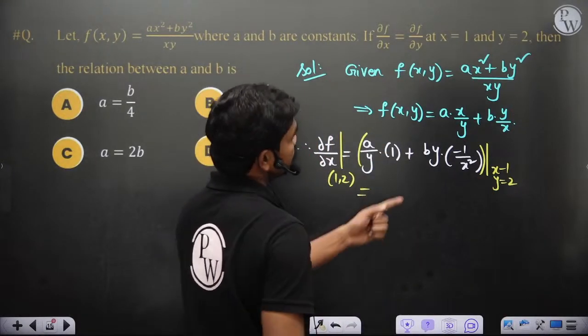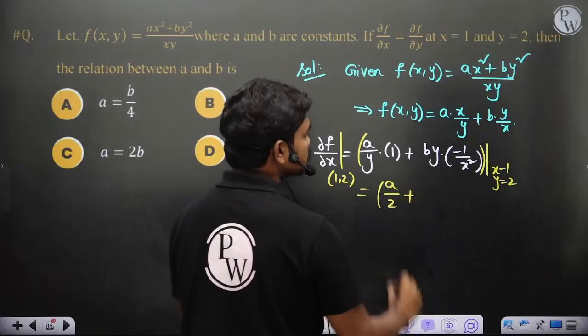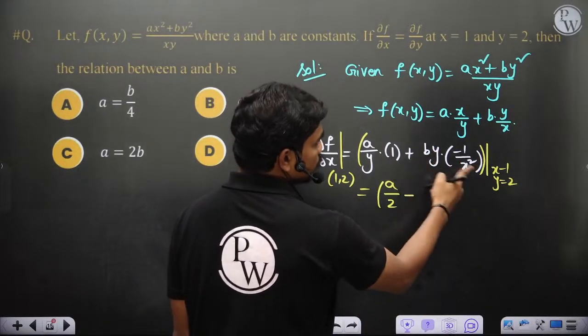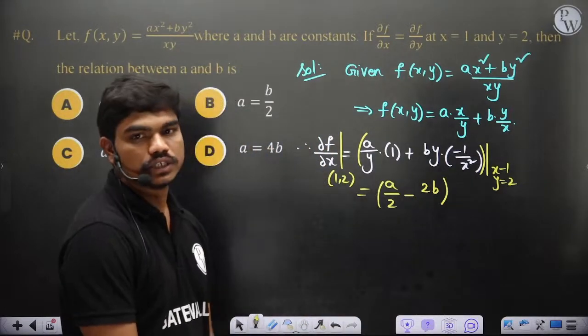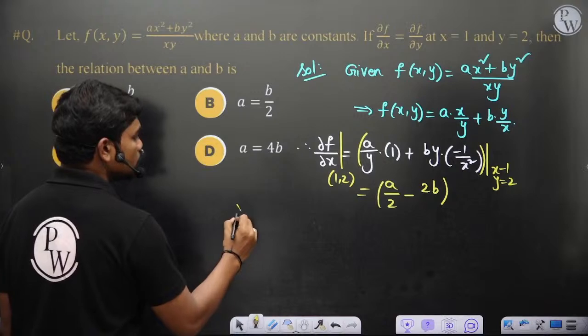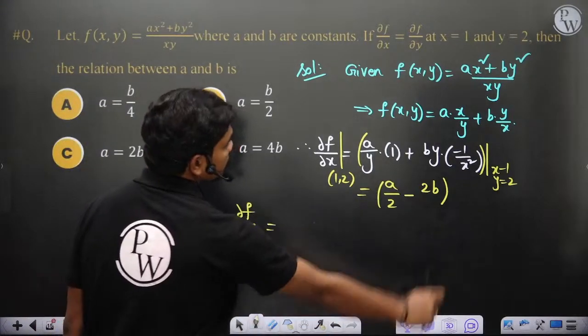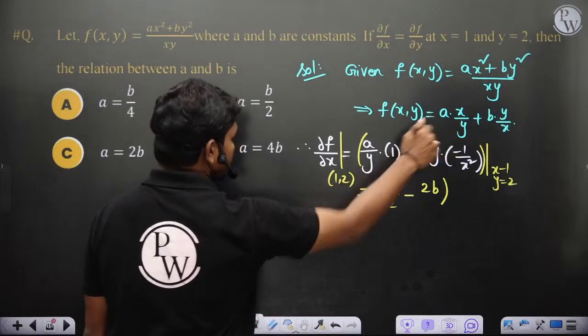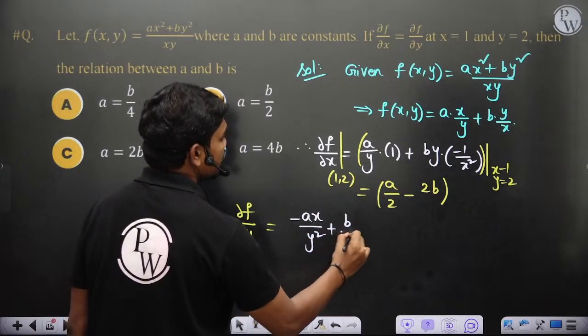Okay, so if you replace x equal to 1 and y equal to 2, this is a by 2, then minus b into 1, that's all. Okay, so a by 2 minus 2b. Similarly, if you calculate dou f by dou y, what is the value of dou f by dou y? Let's calculate again. So with respect to y, if you are differentiating, minus ax by y square plus b by x is what you have.